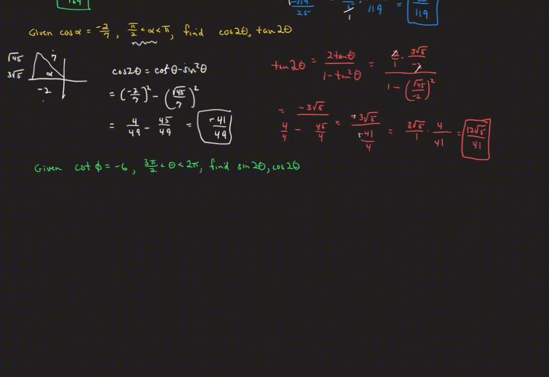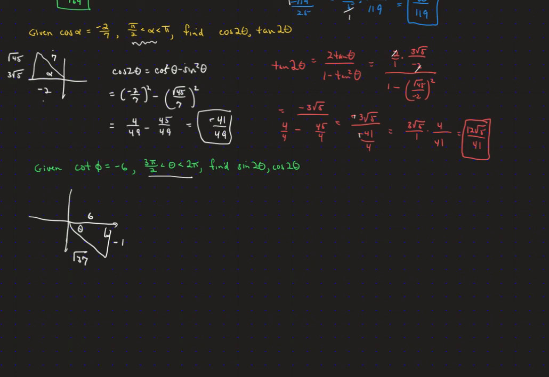So this time we're told that we're back to quadrant 4. So 3 pi over 2 to 2 pi is down here. And we're going to say that the cotangent is negative 6. Now tangent is opposite over adjacent, so this will be adjacent over opposite. And if we're in quadrant 4, that means that the opposite side must be the negative side. Using some Pythagorean theorem, these are not going to be pretty. That's 36 plus 1 is 37, so yuck, that's going to be the square root of 37.